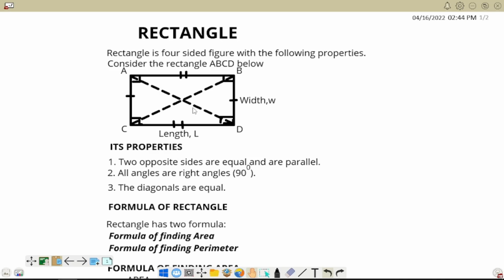Today we are going to see how to calculate, we are going to learn about the rectangle.